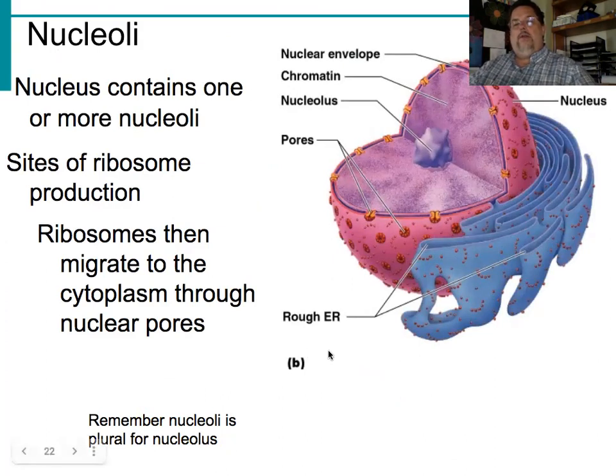And remember, what is on the rough endoplasmic reticulum that makes it rough? Ribosomes. All those little dots are ribosomes. So this nucleolus is making ribosomes that end up on the rough endoplasmic reticulum. We call it rough because we see these ribosomes. What does the rough endoplasmic reticulum do? It makes proteins. Why? Because it has ribosomes. Where does it get the DNA and the blueprints to do that? From the nucleus. So it's all closely associated with each other.